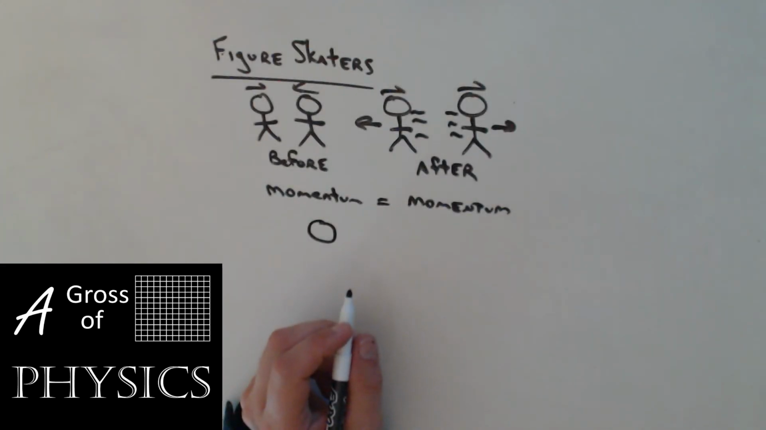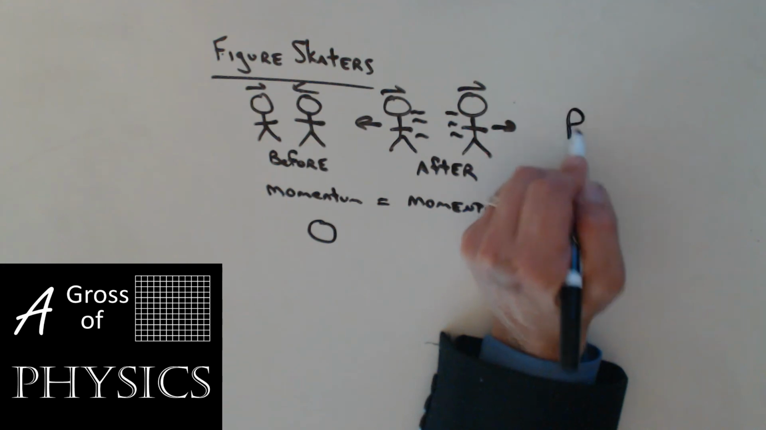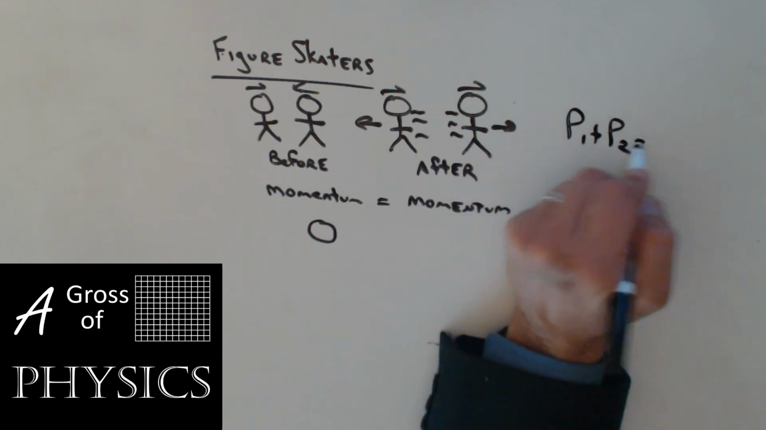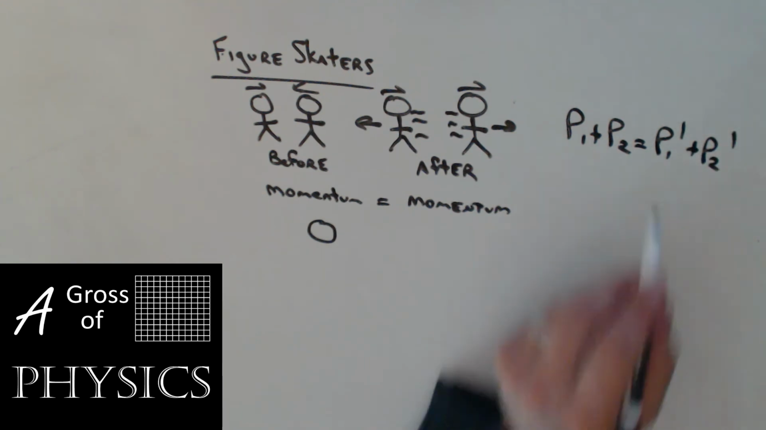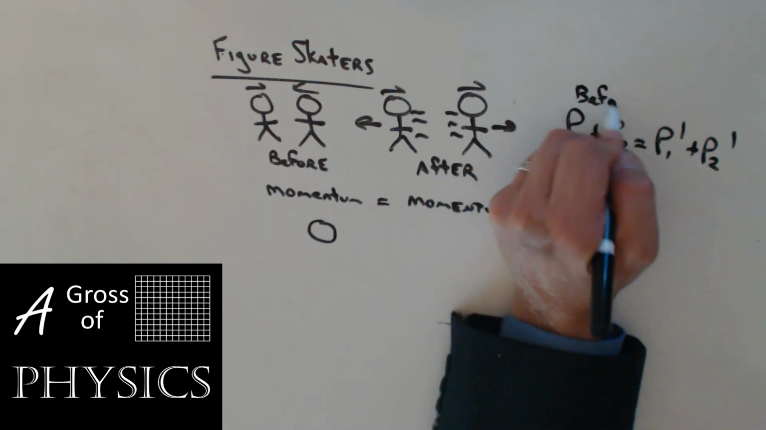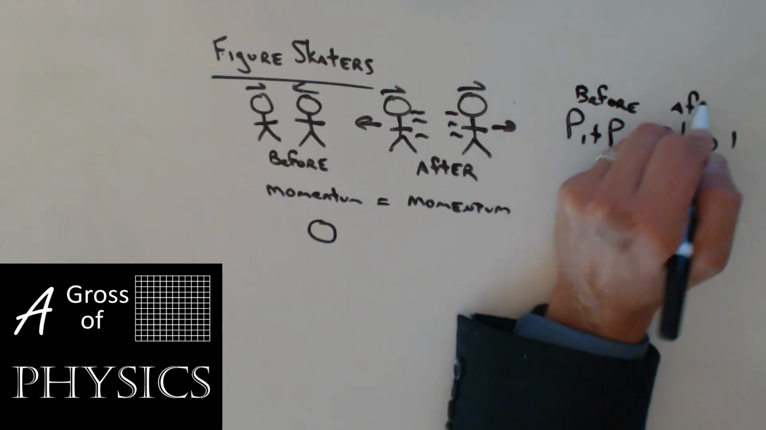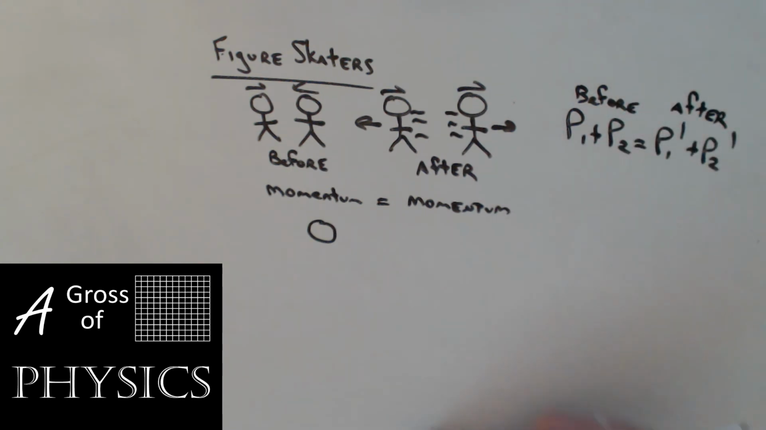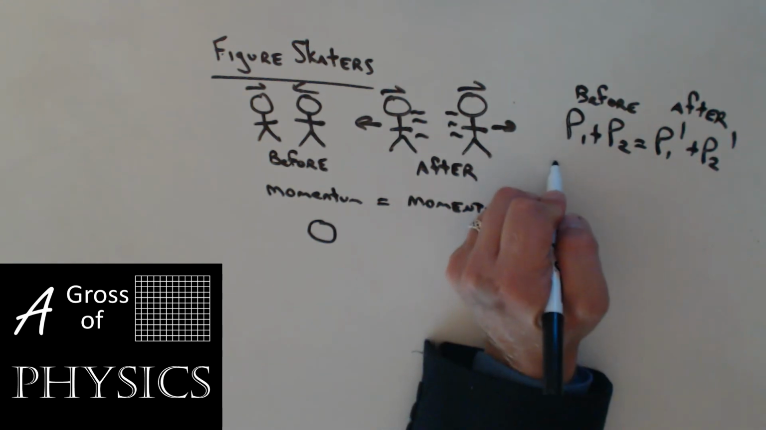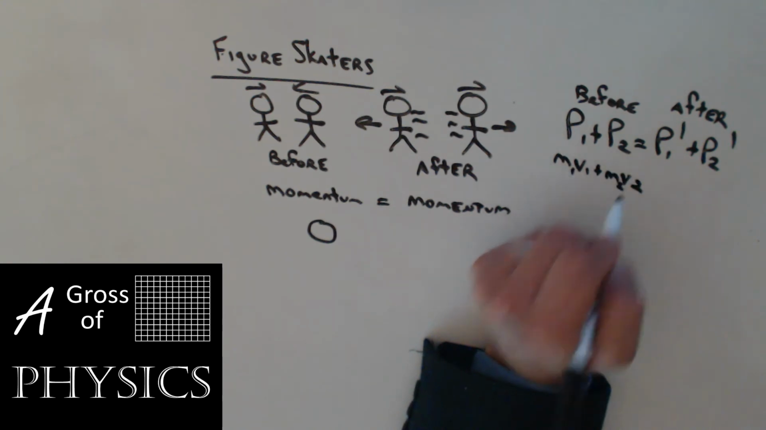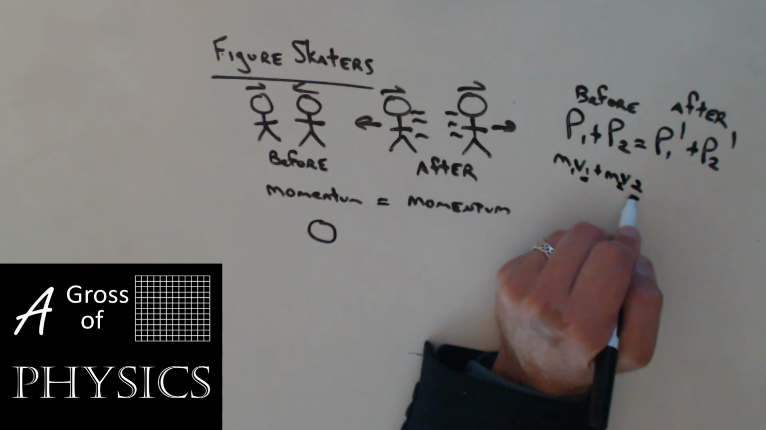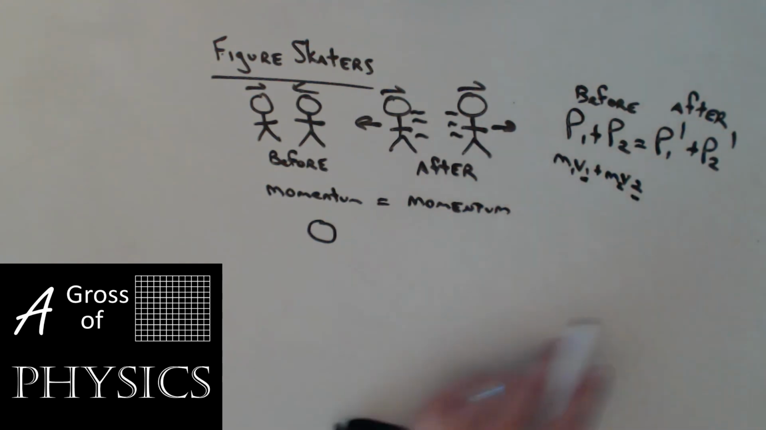So the conservation of momentum equation could be P1 plus P2 equals P1 prime plus P2 prime. The ones on the left are before, and the ones on the right are after. And before and after refers to the collision or the contact between them. Now in this case, because we have m1v1 plus m2v2, the v's are both zero. So the momentum becomes zero. It becomes a much easier problem.